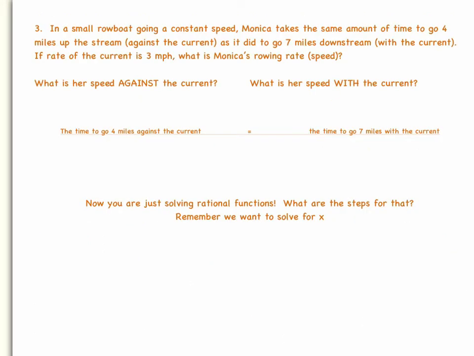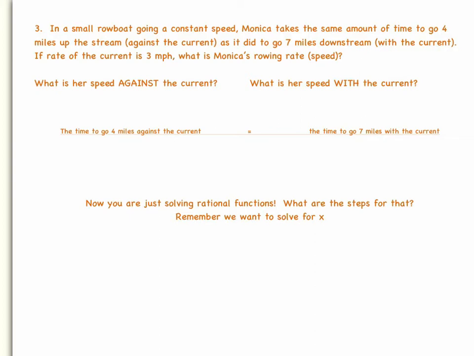Number 3. In a small rowboat going a constant speed, Monica takes the same amount of time to go 4 miles up the stream, meaning against the current, as it did to go 7 miles downstream, with the current. If the rate of the current is 3 miles per hour, what is Monica's rowing rate, or her speed?